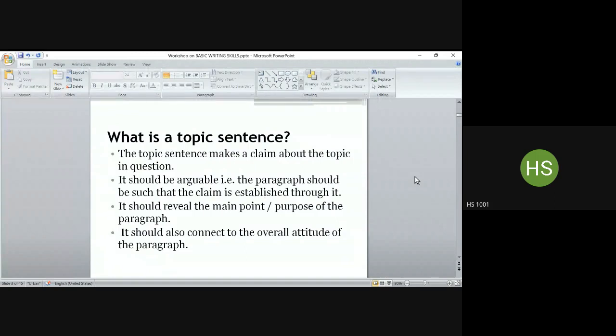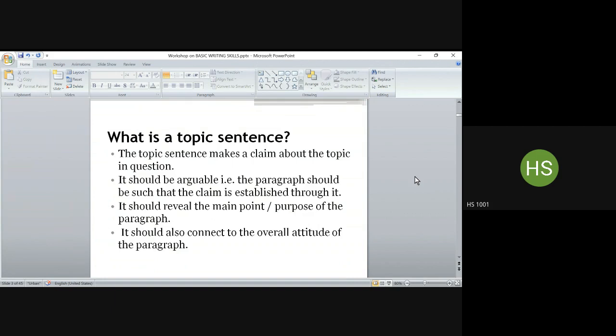What is this? Topic sentence is that which makes a claim about the topic in question. So it's a claim about the topic that you want to discuss, and the topic can be anything. But what is a topic sentence? It is essentially a claim that is made about the topic in question.